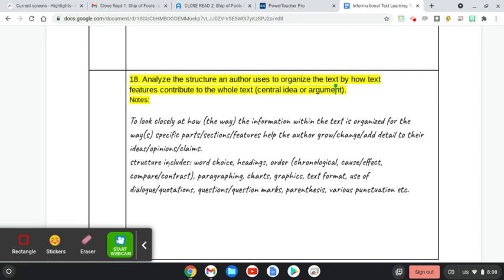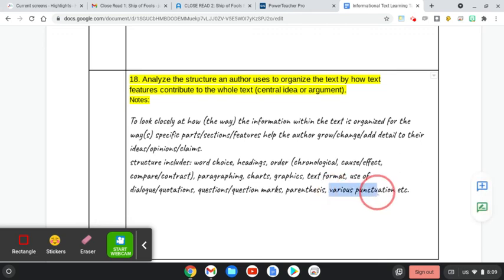Text structures include things like specific word choice, headings, the order: chronological, cause effect, compare, contrast, question, answer, those kinds of things. Paragraphing, the use of charts, graphics, the use of maybe dialogue in the form of quoting other people, like we noticed when we read that news article. The use of questions or even specific punctuation marks.